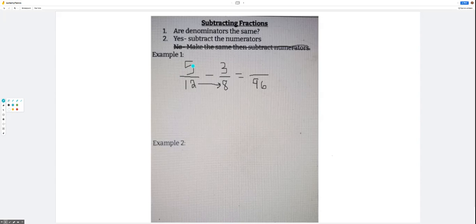So we're going to now come up here to the 5, and we're going to multiply that 5 times 8. So we're going diagonally now. 5 times 8 is 40. And we're going to go to the next numerator, 3 times 12. And that's going to give us 36. So what we are subtracting in order to get our numerator for our difference is actually 40 minus 36, which gives us 4.